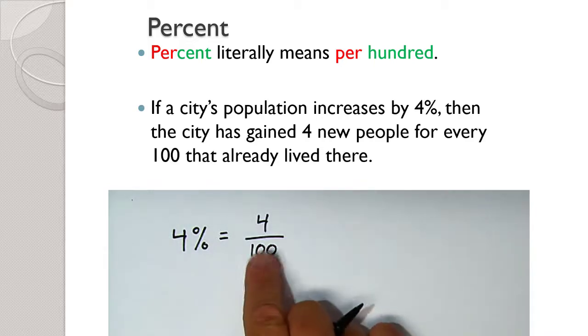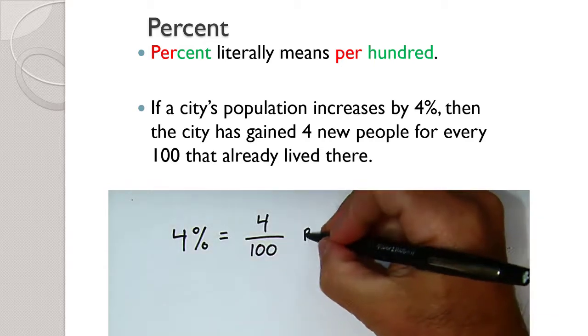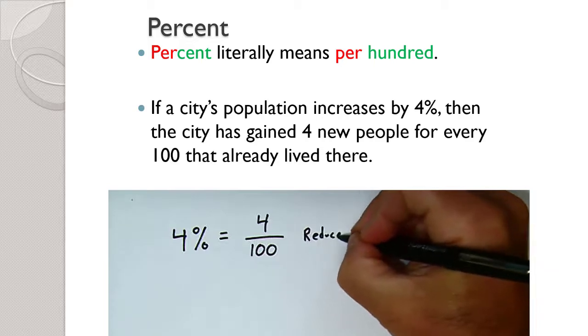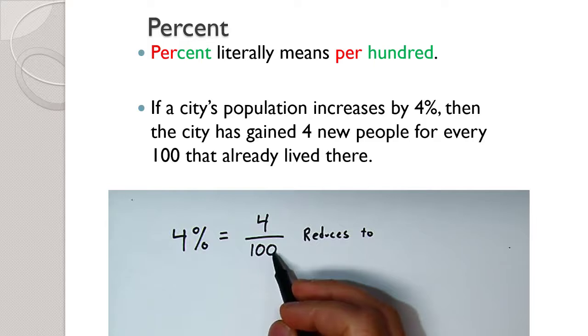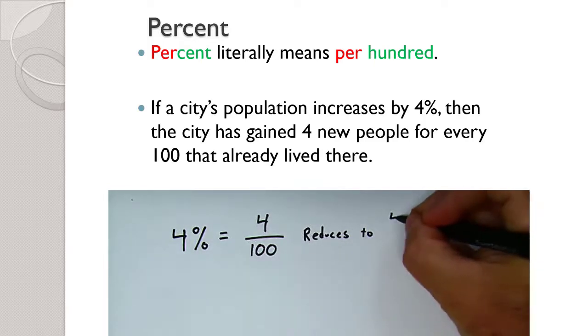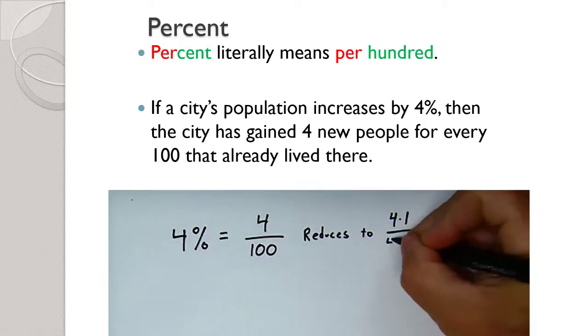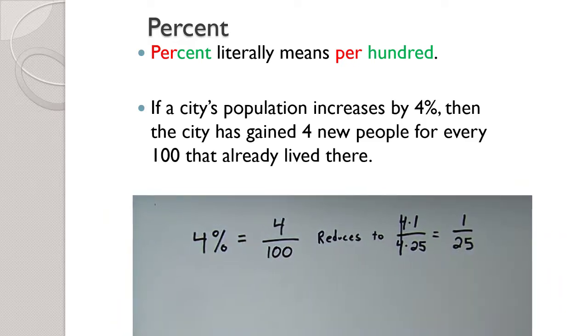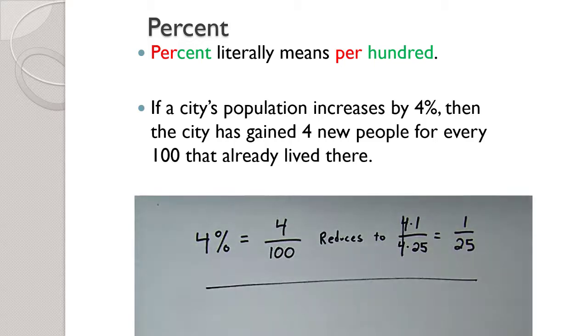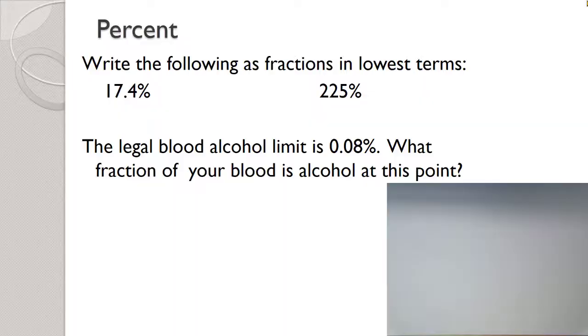Now, that fraction is often reducible, and so we can reduce that value by dividing both top and bottom by 4. In other words, that's 4 times 1, but the bottom is 4 times 25. Those cancel, and so we could say that there's one new person out of every 25 in the city. Not all cases are quite that simple though, but that's the fundamental concept we're going to use. Let's look at some other examples. Let's take a look at these three examples.